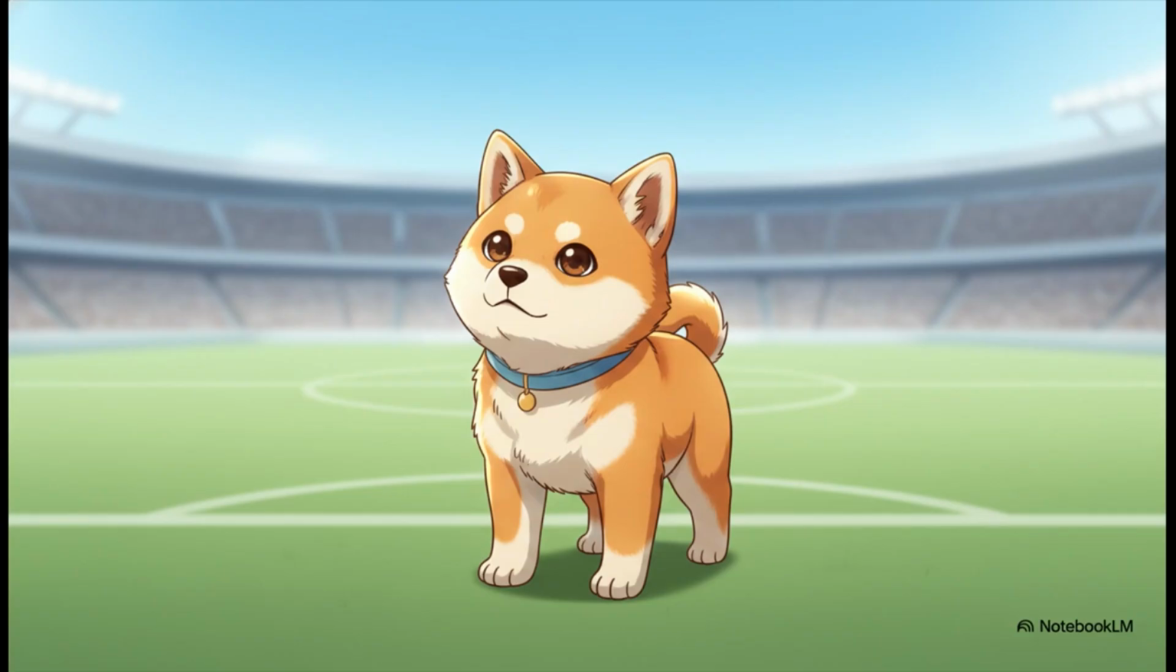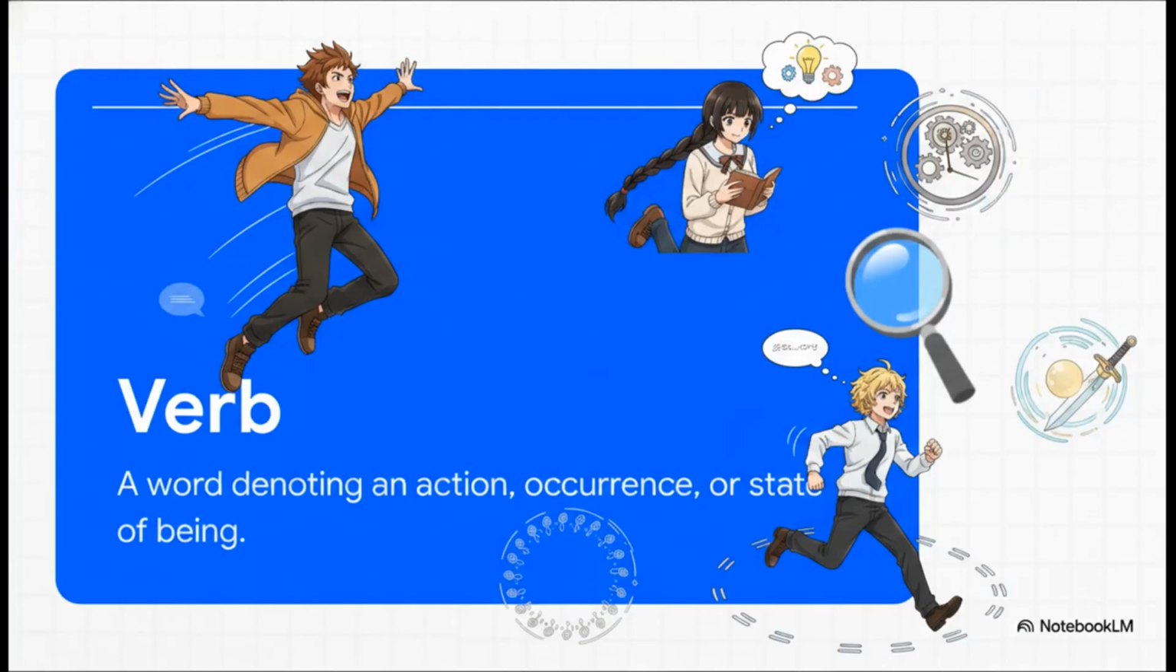We've got our subject. But it's not really doing anything, is it? It's just standing there waiting for some action. It needs a teammate. And here comes the verb. The verb is the engine of the sentence. It's the action word. It tells us what our noun is up to. Is it running, sleeping, thinking? It can also describe a state of being with words like is or seems. Bottom line, without a verb, nothing happens. It's a pretty boring game.